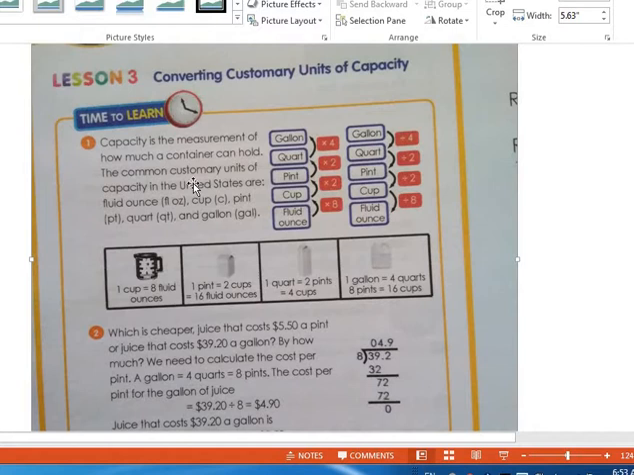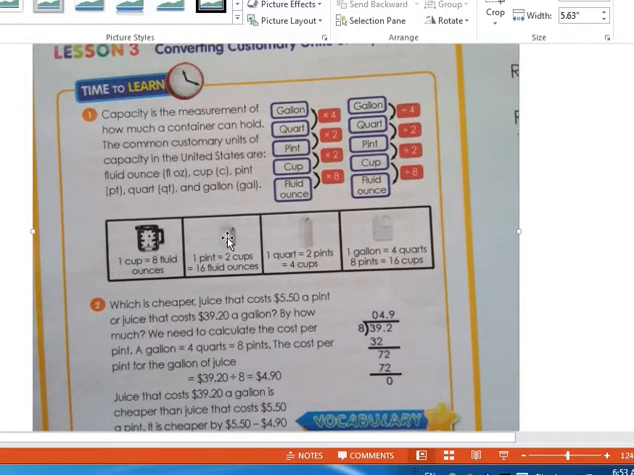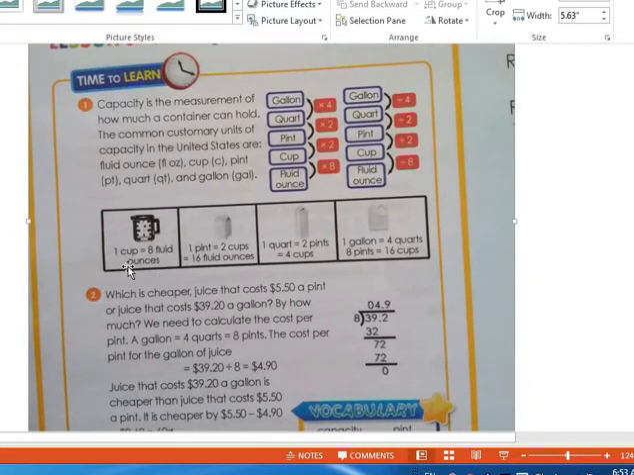The common customary units of capacity in the United States are fluid ounces, denoted by FL OZ, cup C, pint PT, quart QT, and gallon GAL. I have to study this table very much because it's very important to know how to convert the units of capacity.